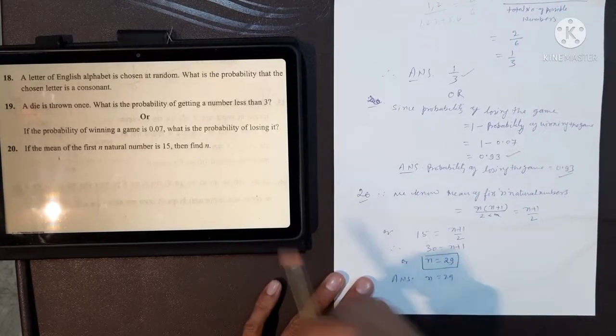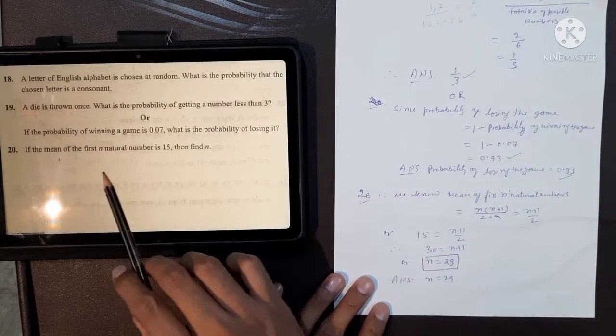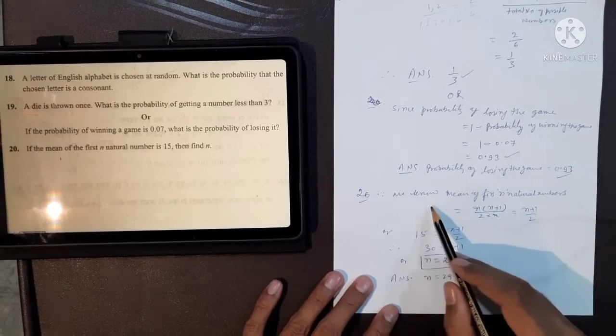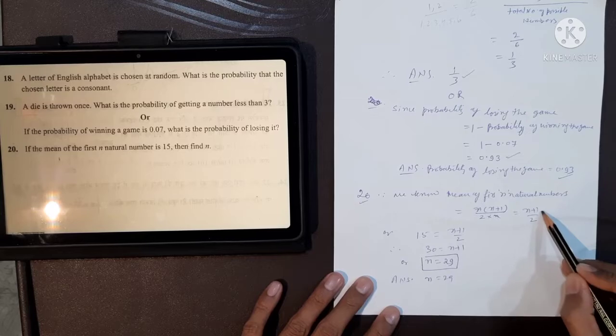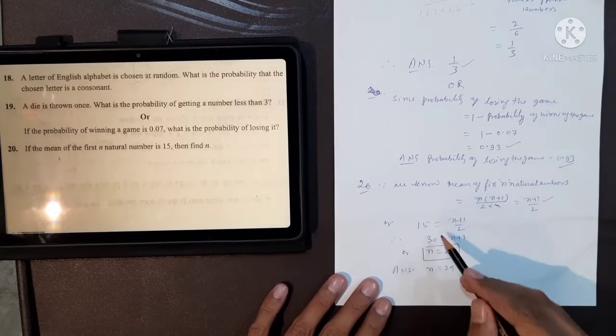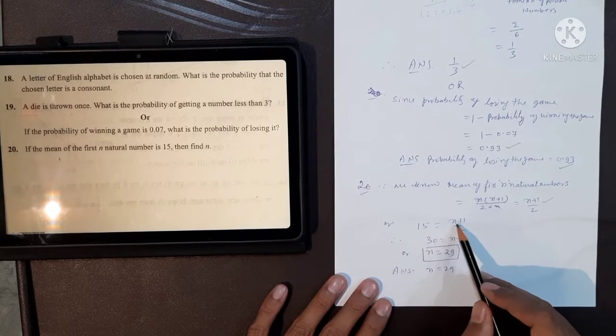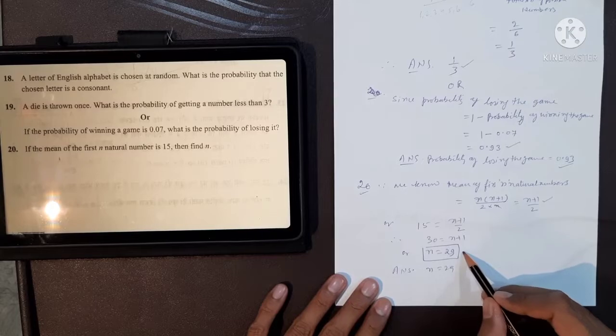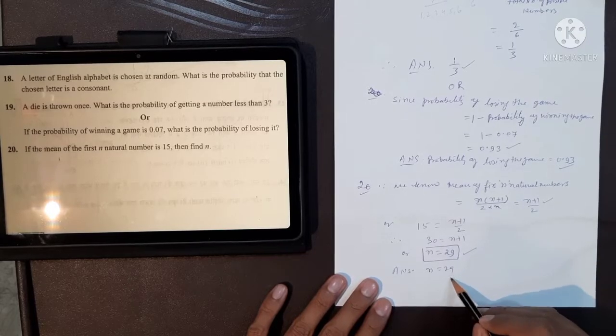Question number 20. If the mean of the first n natural numbers is 15, then we have to find n. We know that the mean of the first n natural numbers is given by n plus 1 by 2. So we substitute 15 is equal to n plus 1 by 2, giving us n is equal to 29. So the answer is 29.